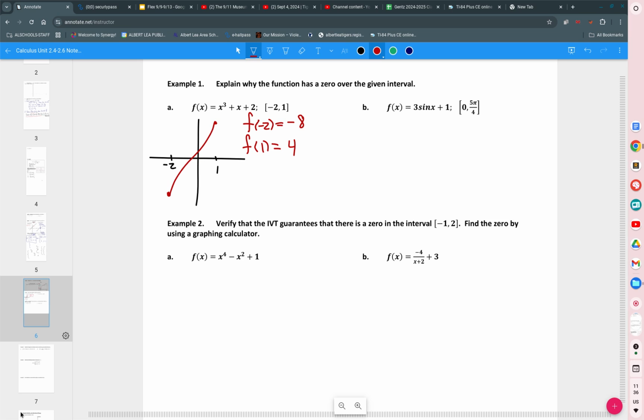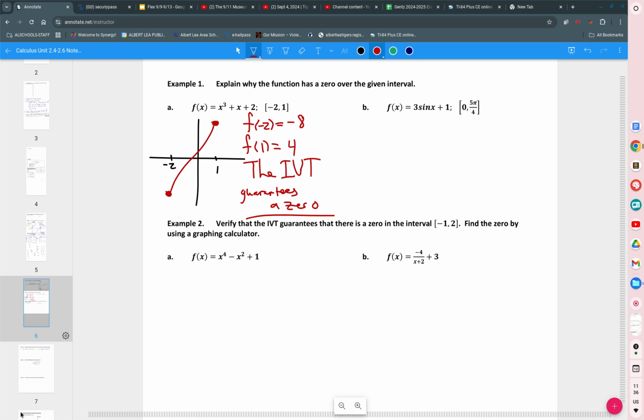Look at what I did. I know it doesn't seem like I did anything confusing. Everybody's saying, well, you just plugged in 2 values. I checked to see, does the function start below the x-axis? Yeah. Does it end up above the x-axis? Yes. So does it have to cross? Yes. Because the IVT guarantees a 0. So we invoke the term IVT.